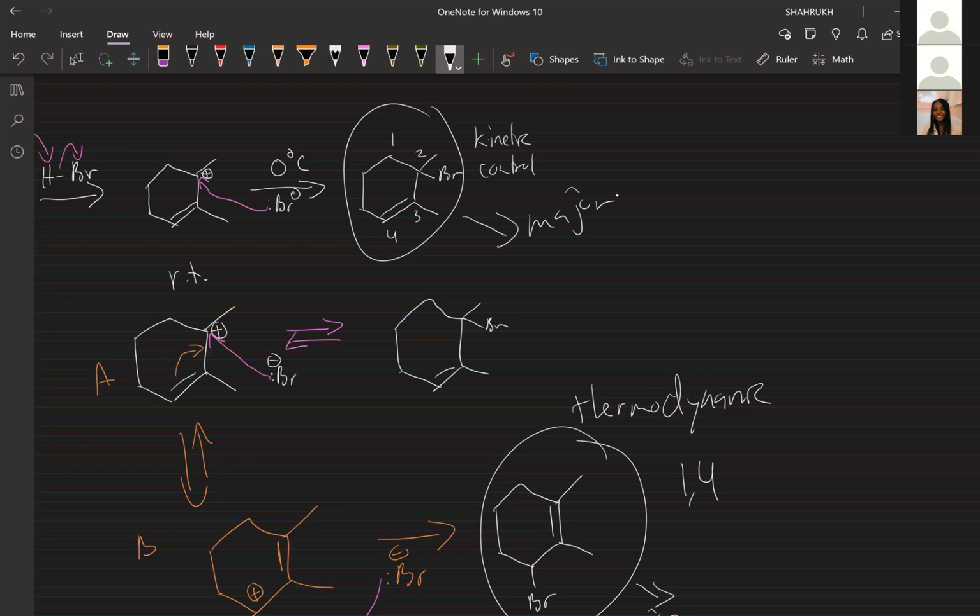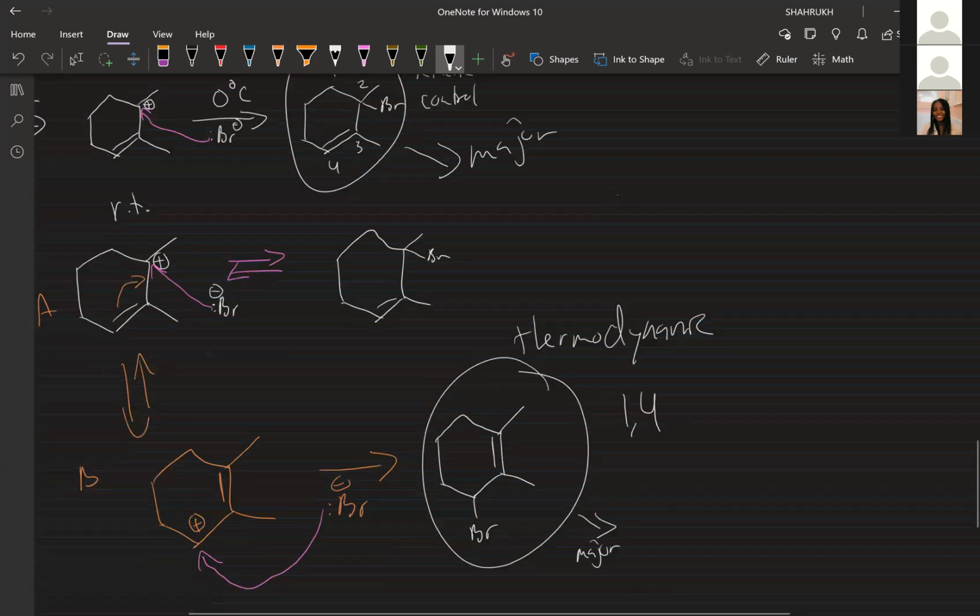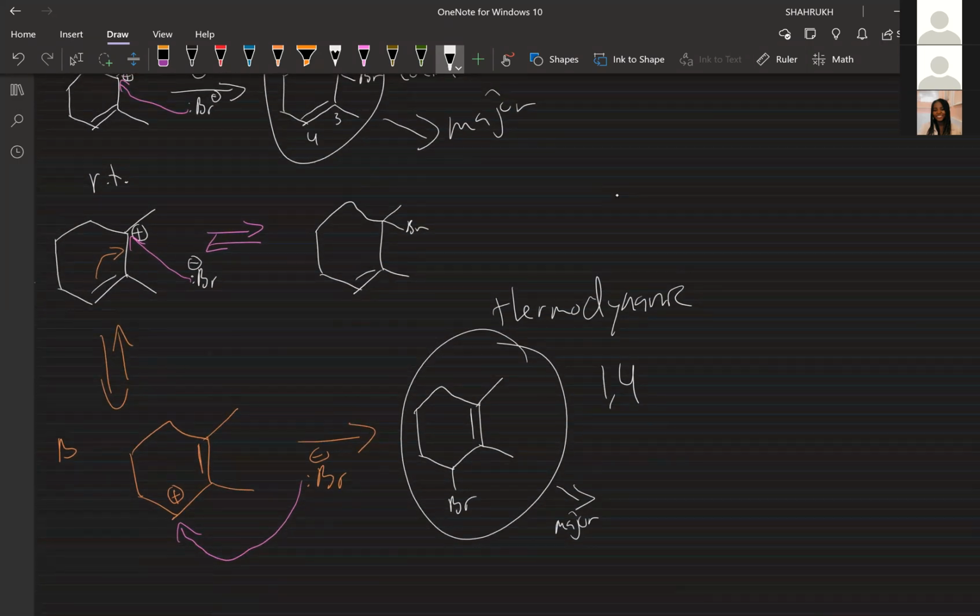If you look at the top 1,2 adduct, you have a tri-substituted alkene, right? The bottom product has a tetra-substituted alkene. So which product do you expect to be lower in energy level? The 1,4 or the 1,2? The 1,4, correct, because it has a more substituted alkene. It's just that the pathways differ.